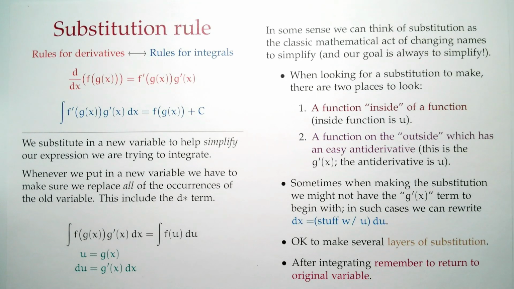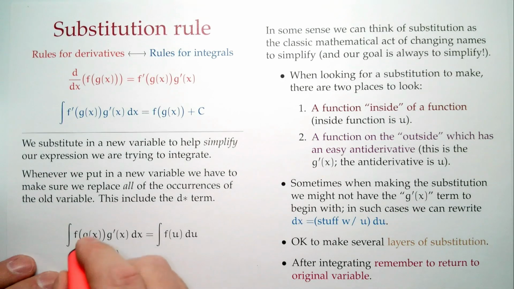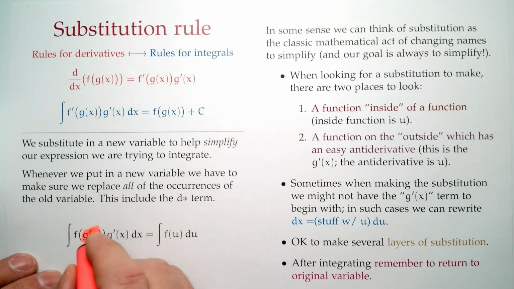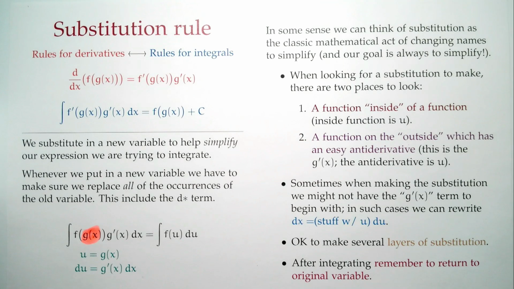Well, because that rule for substitution comes from the chain rule, and that has a function inside of a function, the first place to be looking for where to make your substitution is to ask, do I see something that looks like a function inside of another function? If you do, that's a good candidate. So look for functions inside of functions. But sometimes that can be subtle. And so that's not the only thing you can look for.